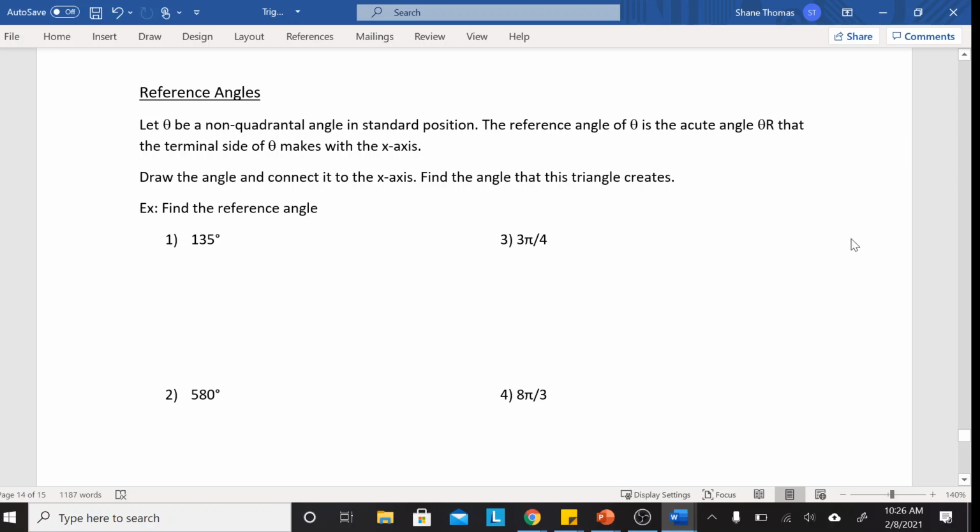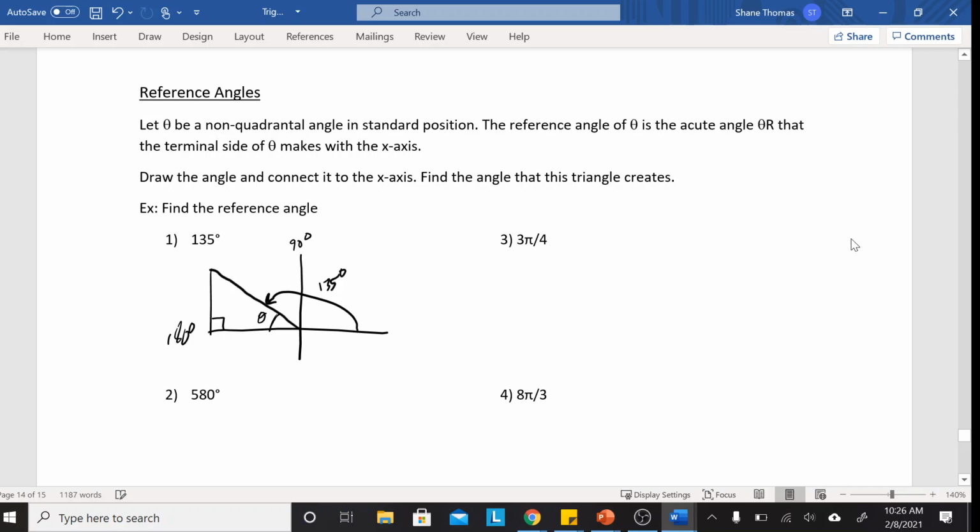All right, so 135 degrees, that's going to be in quadrant 2. So this would be the angle I'm talking about. That would be 135 degrees. Now what we want to do is attach it to the x-axis, make that, and create that triangle right there. Now just remember where our axes are. We're in degrees, so this guy would be 90. This would be 180. So we want to find this angle right here.